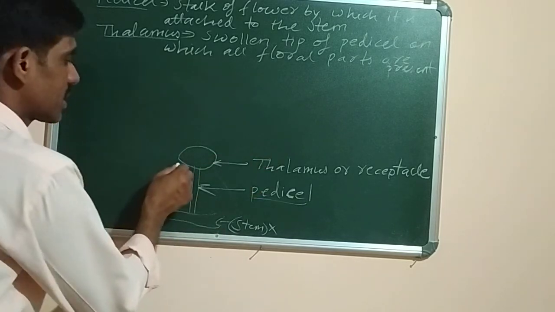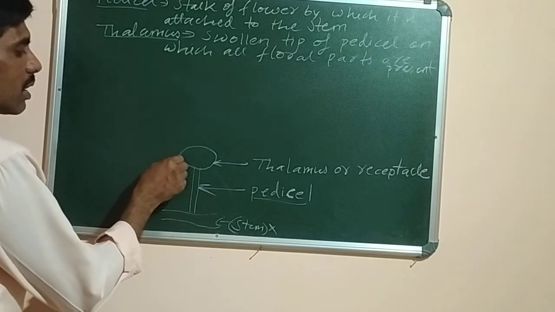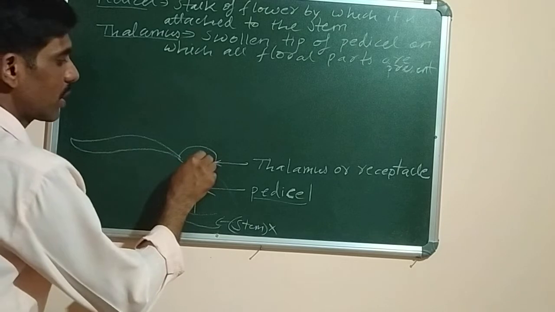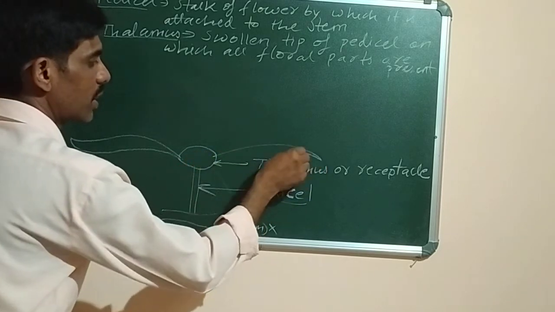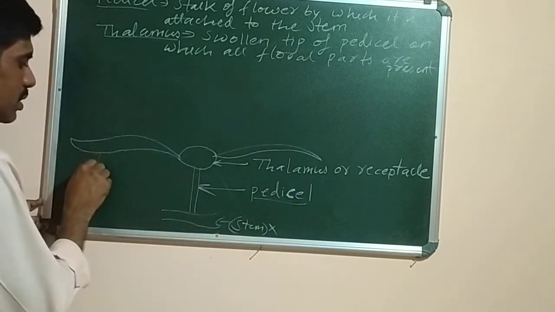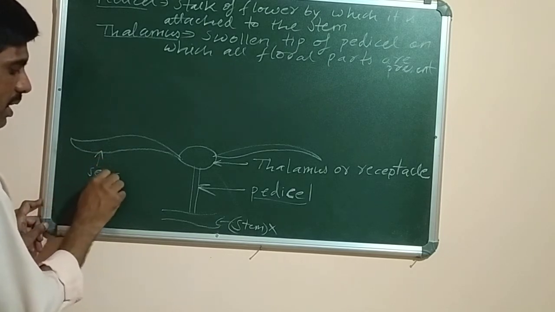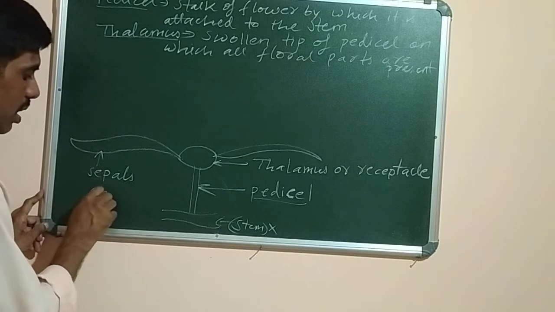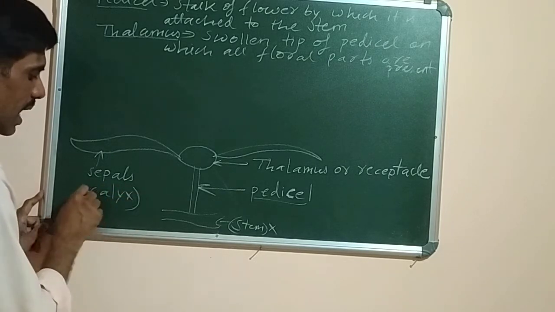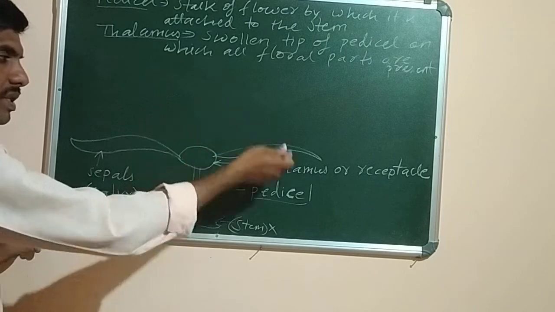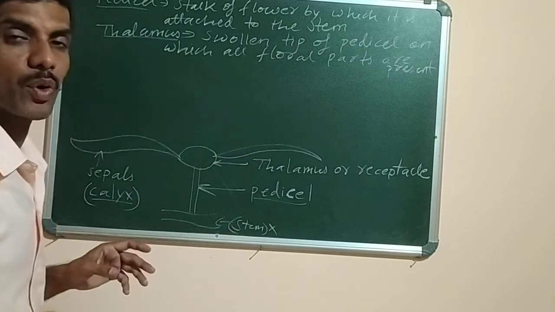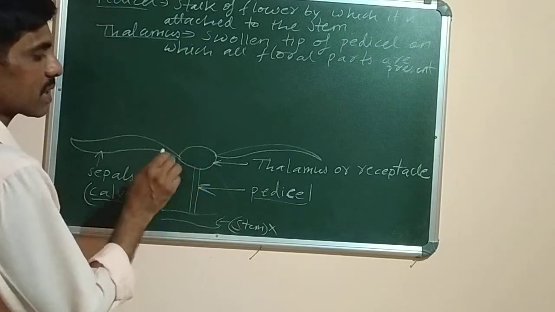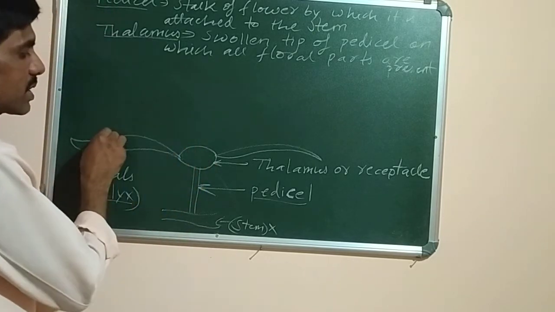So now we'll start with the outermost layer of the flower, which is a leaf-like green structure. This is known as sepals, S-E-P-A-L-S, and there may be 4 to 5 sepals. They are green in color. All the sepals collectively are called calyx. Since it is the outermost layer of the flower, it provides protection to the inner layers. So this is the first layer, the first wall of the flower.